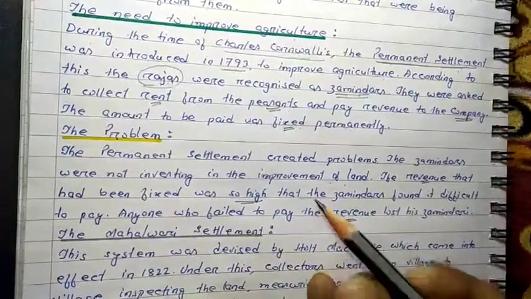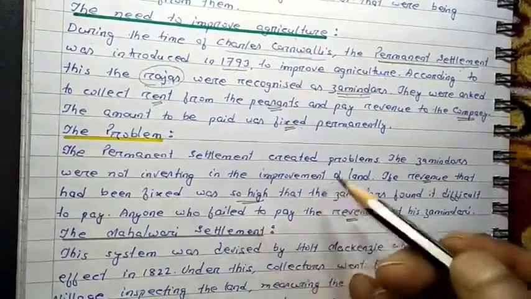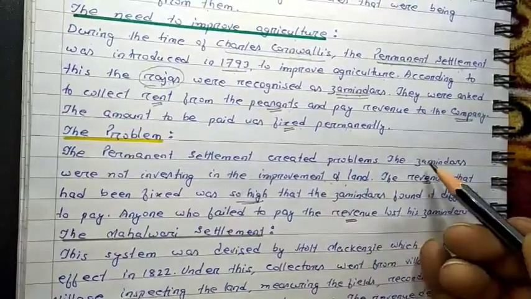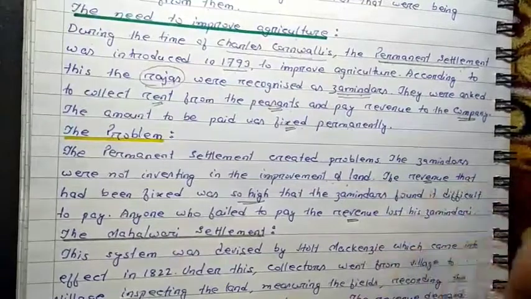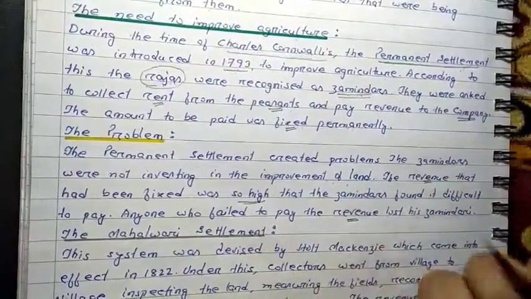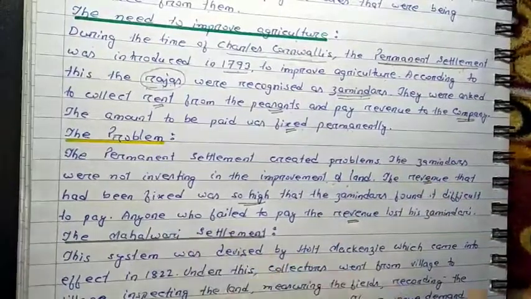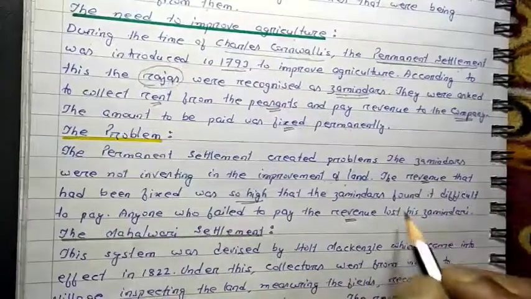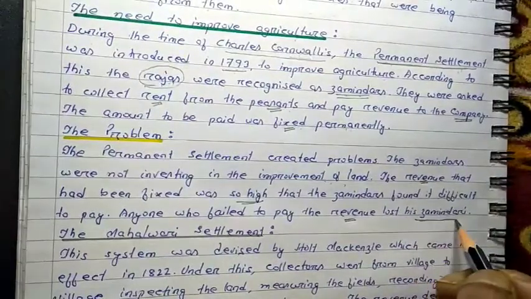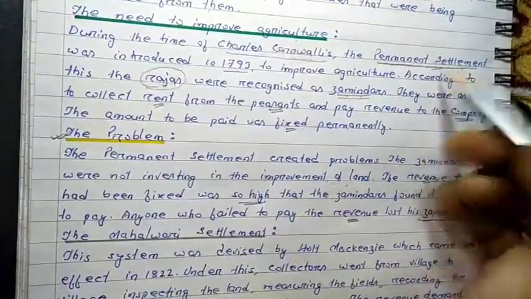So the problem was that the Zamindars were expected to invest for the improvement of land, but they did not do that. As a result, cultivation was not increased, and as cultivation was not increased, the farmers or peasants were not able to pay the rent to the Rajas. For that reason the Rajas were also not able to pay the revenue, and consequently they started to lose their Zamindari. This was the problem created because of the Permanent Settlement.